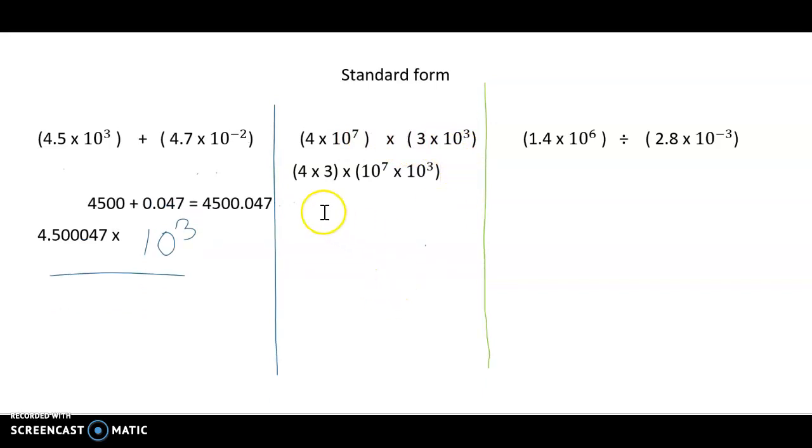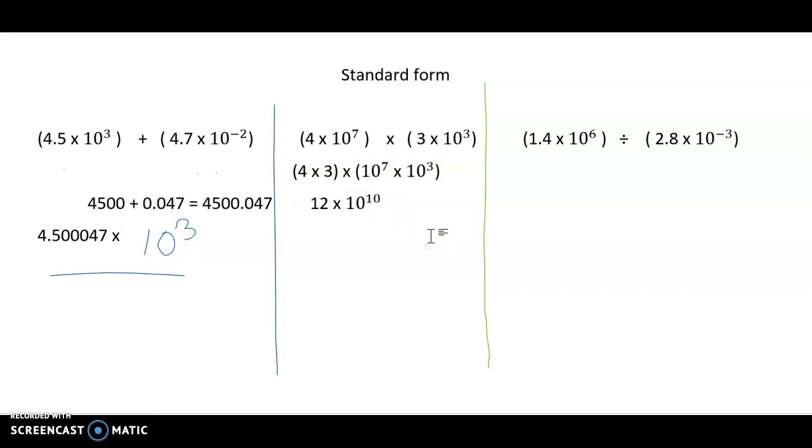Okay. So I'm going to work with them separately. So here I've got 4 times 3, which gives me an answer of 12, and then my standard form thing, and I'm going to have 10 to the power of, or not 3, I'm going to add them together. So I'm going to have 7 plus the 3, which using our power rules gives us 10.